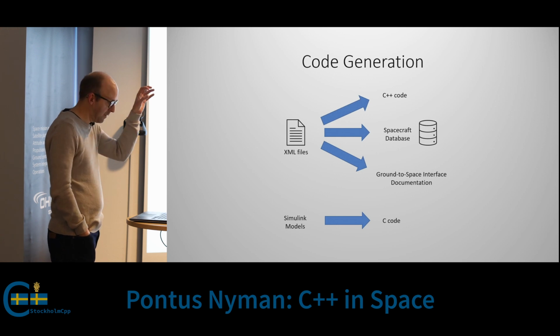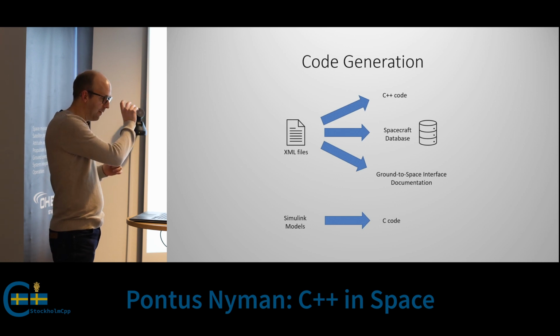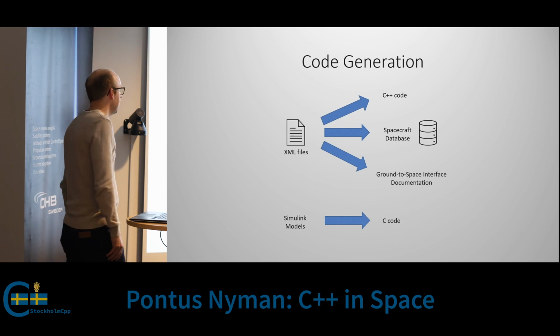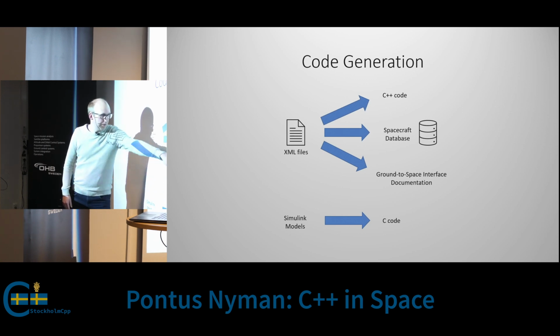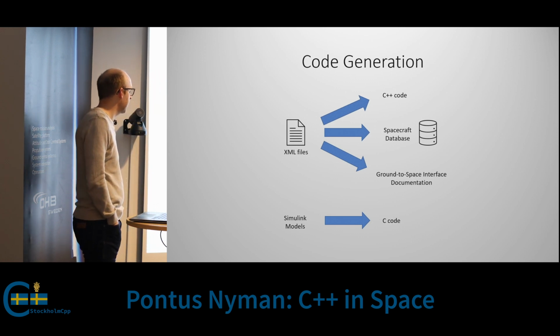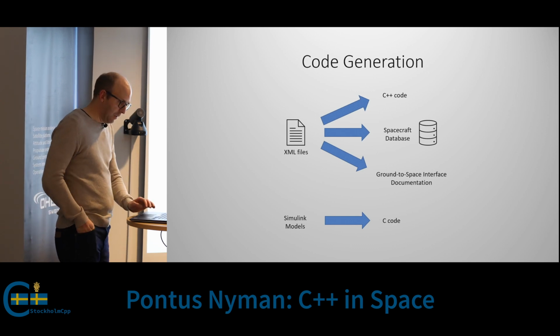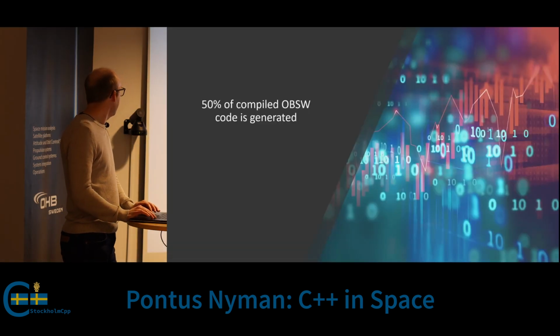So we can just set up everything and say, okay, this task should run at this point. It has this maximum time, and then it just generates everything for us. And also, we don't only generate code. We generate this database, and we generate a complete web page, which is the complete ground-to-space interface. And then, of course, we have our Simulink modules that will generate C code. So yeah, we love code generation, actually. And I think about half of the compiled code on the onboard software is generated.